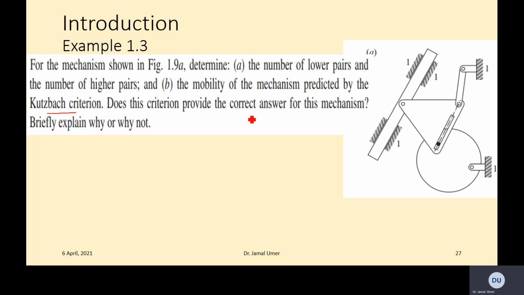Does this criterion provide the correct answer for this mechanism? Briefly explain why or why not. So it's the same statement: whether we are getting the right answer or not, right? So we will do similar steps again. What are the steps?